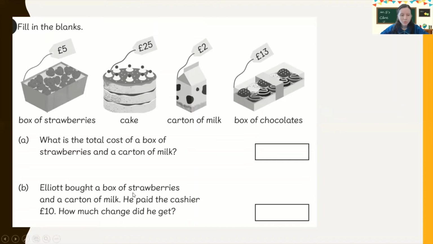Elliot bought a box of strawberries and a carton of milk. He paid the cashier £10. How much change did he get? So you've already answered the first question here when you've done it, okay? Strawberries and milk is here. So you take it away from the 10 to work out that second part. Pause the video and have a go at that now.